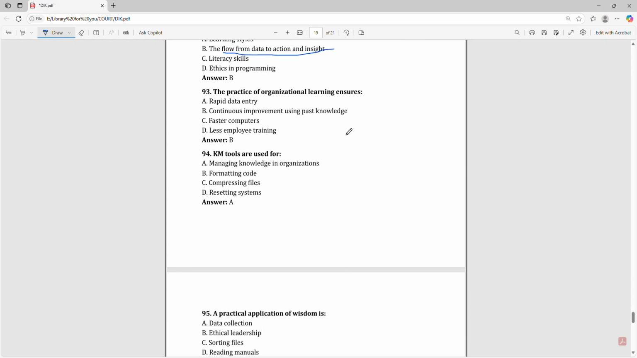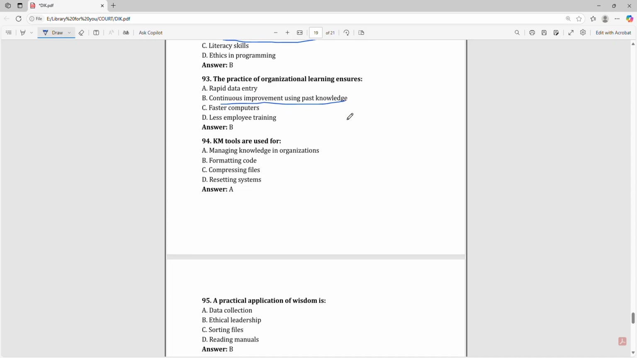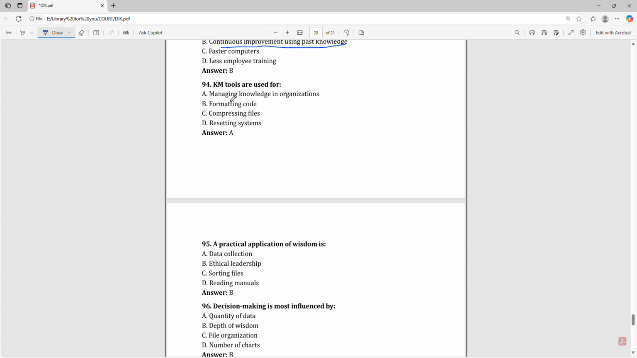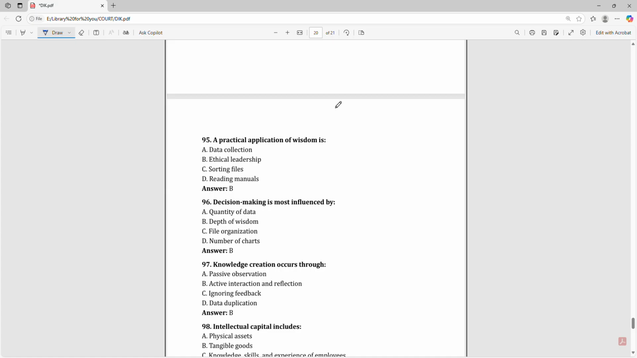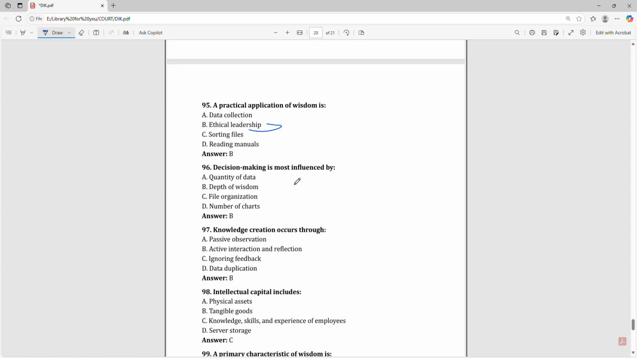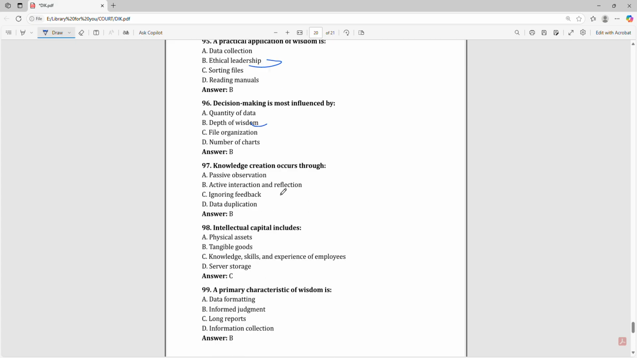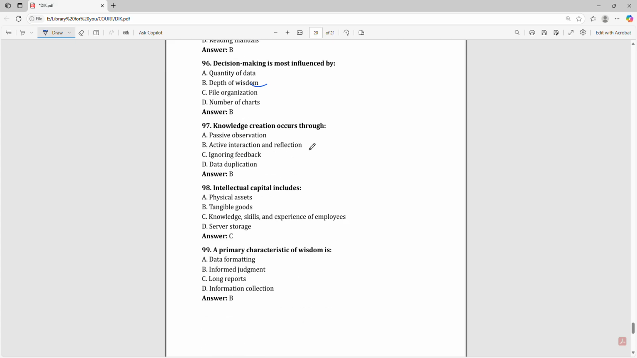The practice of organizational learning ensures continuous improvement using past knowledge. KM tools are used for managing knowledge in an organization. A practical application of wisdom is ethical leadership. Decision making is most influenced by the depth of wisdom. Knowledge creation occurs through active interaction and reflection.